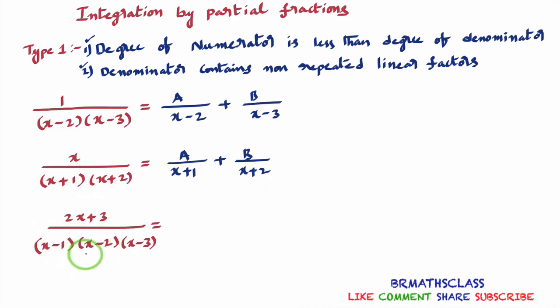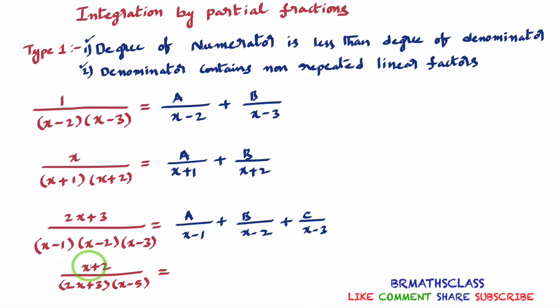Is it a rational function? Yes, because it is of the form f of x by g of x. It satisfies the first condition. Degree of numerator is less than degree of denominator. Yes, degree of numerator is 1. What is degree of denominator? If you multiply all these things, degree of denominator is 3. So here first condition is satisfied. Denominator contains non-repeated linear factors. Yes. So how do we write this into partial fractions? We write like this: a divided by x minus 1 plus b divided by x minus 2 plus c divided by x minus 3. We will simplify further to get the values of a, b, c.